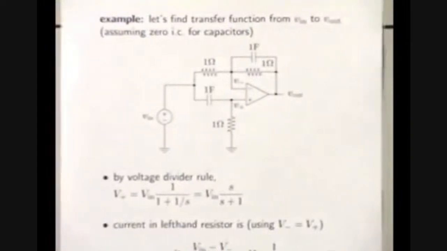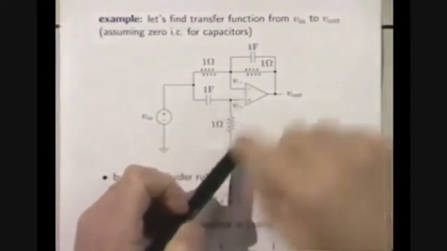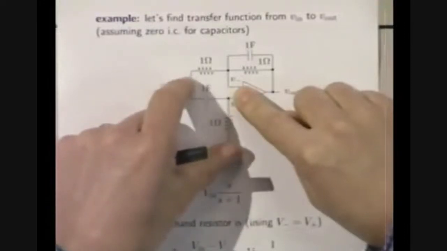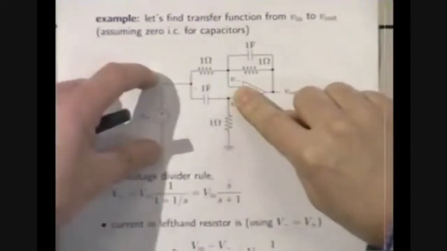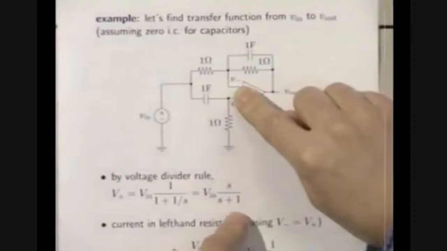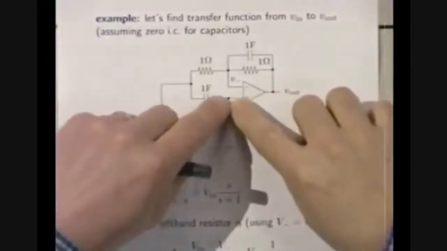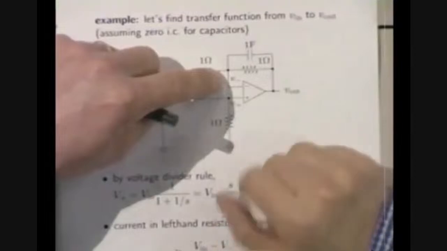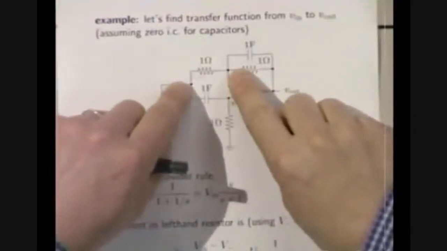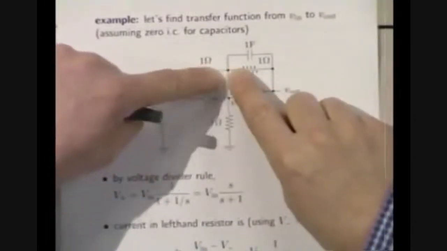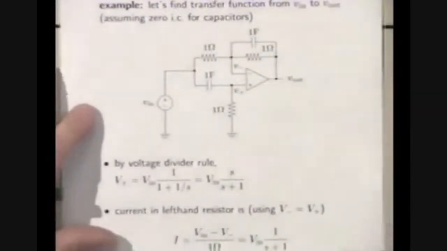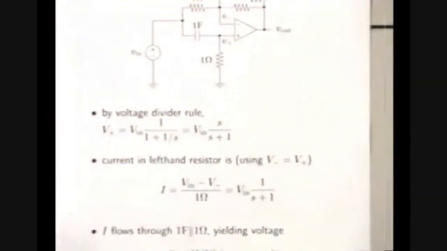You say there's no current flowing in here. That's an ideal op amp. So the voltage here is given by the voltage divider rule. It's 1 over 1 plus 1 over s, times V in. Then this voltage must equal that voltage, because that's the point about an ideal op amp. Therefore, you know the voltage here and the voltage there, so we can figure out the current flowing through this resistor. It's this voltage minus that voltage divided by 1. You work that out, and you get V in over 1 over s plus 1.